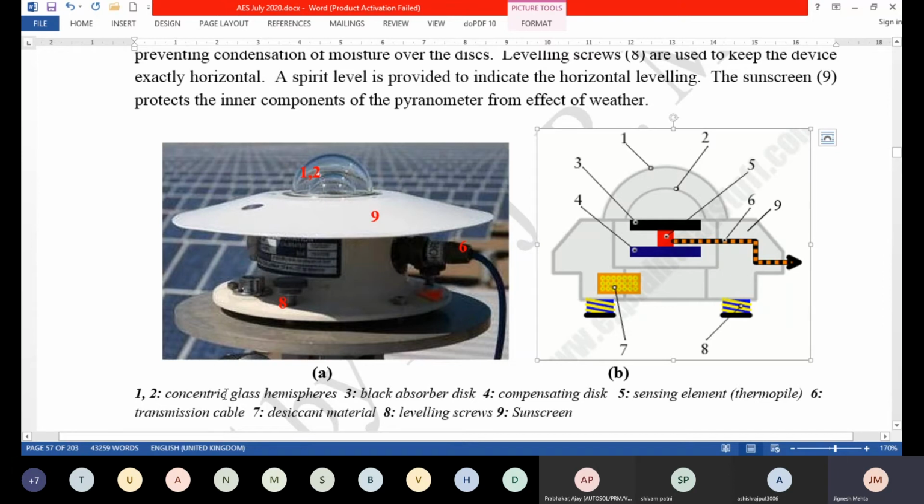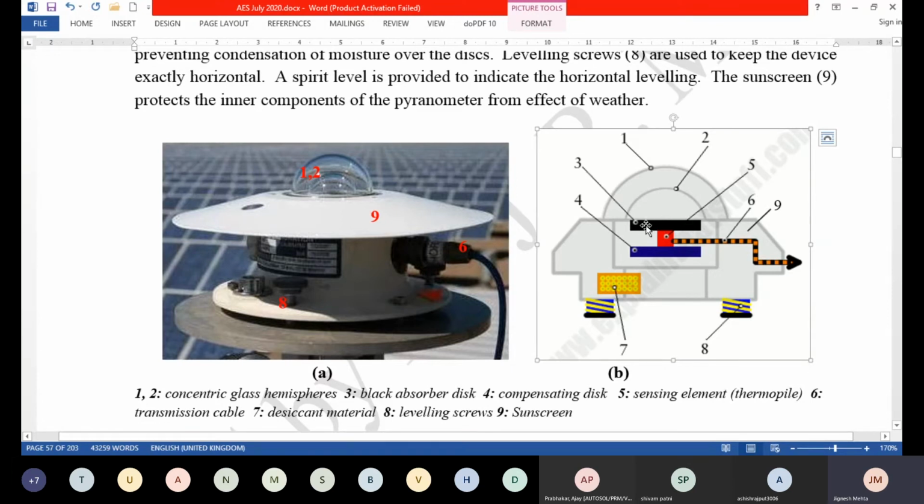The transmissivity of this glass hemisphere should be very high, so that most of the solar radiation falling on the hemispheres passes through them and reaches the black coated surface here, which should have very high absorptivity. So it absorbs a very high percentage of the radiation falling on it. And when it absorbs, the radiation gets converted into heat energy, so that heats up the plate.